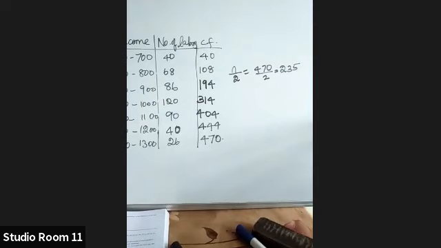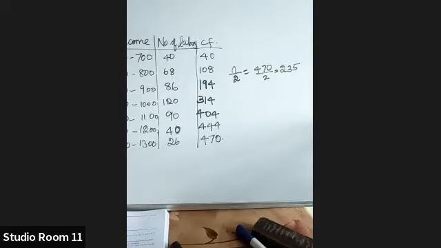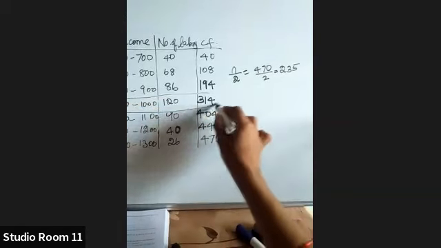Yes. So n by 2 is 235. Tell me which is your median class. Where will this 235 come? 900 to 1000. Yes, correct.